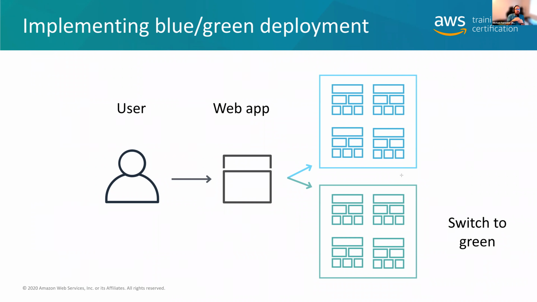So A/B is the one that's the most ambiguous. Canary is 95-5 or 90-10. Blue-green is 0 or 100, right?